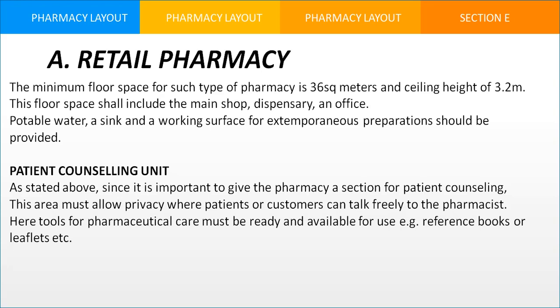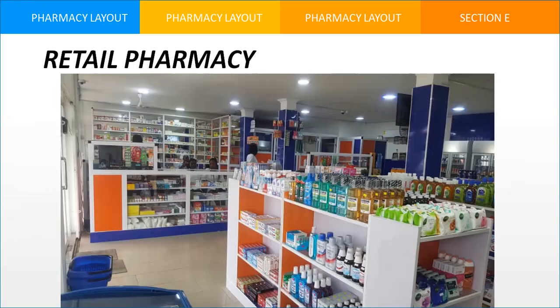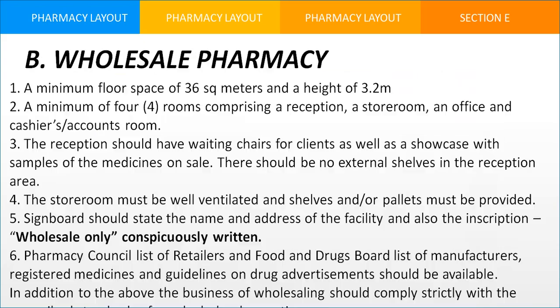They are all normally kept at the patient counseling unit. So this is an example of a retail pharmacy at one of our pharmacies at Achimota. Okay, it's well stocked. You can see the way it is designed. So there are offices on the right-hand side. You can see there are 2 offices. It has a toilet facility, it has a dispensary, you have a portable sink, all right? So basically, that's how a retail pharmacy should look.